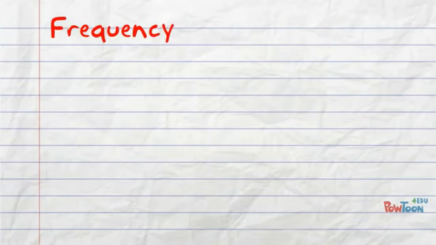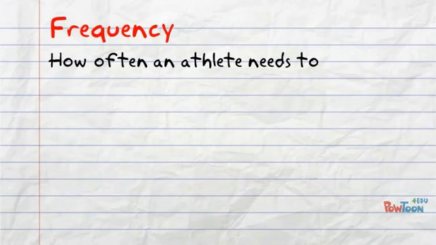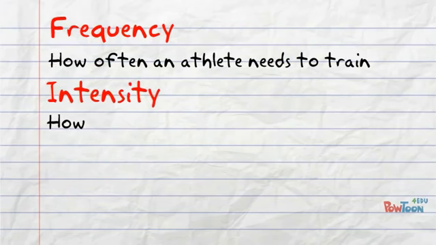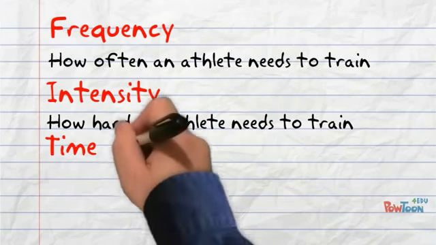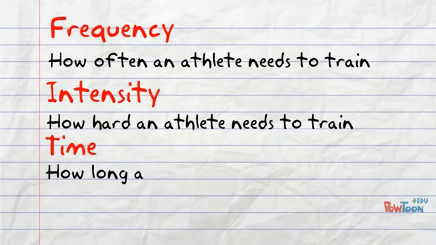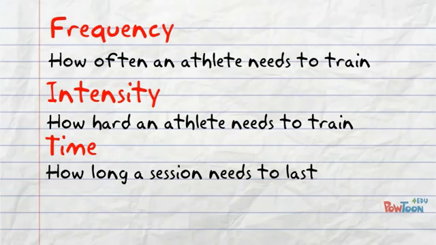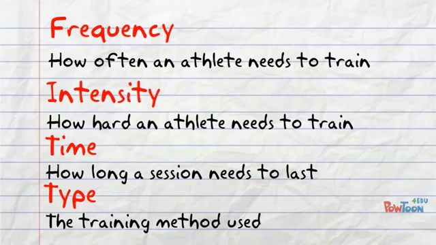F stands for frequency, so how long an athlete needs to train. I for intensity, how hard the athlete needs to work. T for time, how long the training session will last. And T for type, the type of method of training the athlete will use to make it relevant to them.